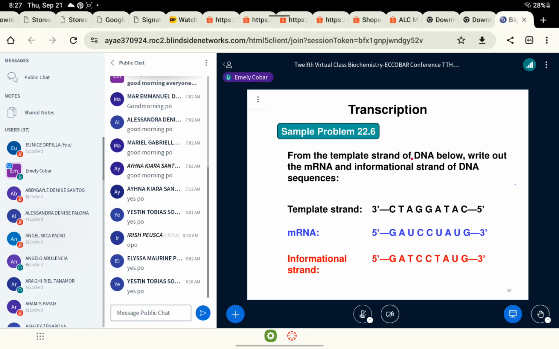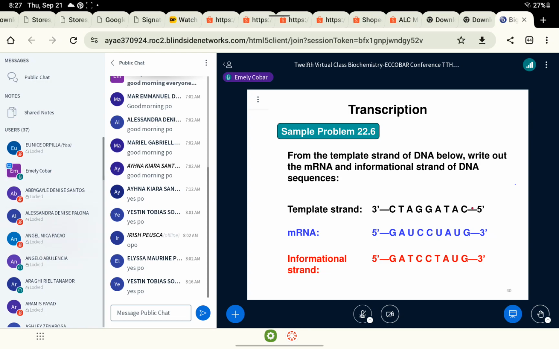Okay, so ito yung examples ng transcription. From the template strand of DNA, write out the mRNA and informational strand of DNA sequence. Okay, so ang pinapakita dito is a DNA, the template strand. So the DNA is made up of two polynucleotide, two strands. One strand, which is the template strand, runs from the 3 prime end to the 5 prime end. Okay, ito yung sequence ng bases: C, T, A, G, G, A, T, A, C. Cytosine, thymine, adenine, guanine, and so on.